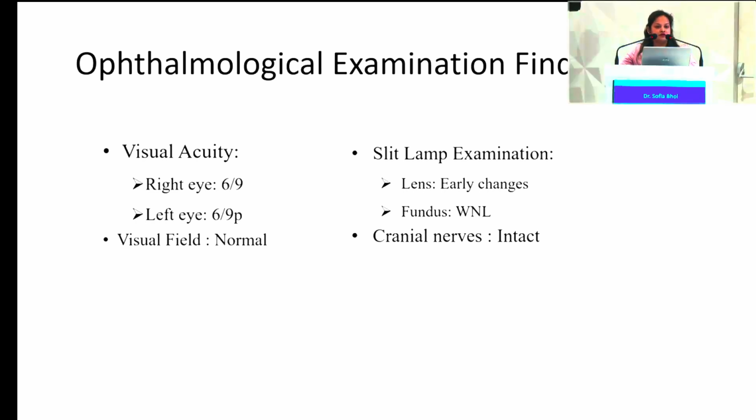Coming to the ophthalmological examination findings, his best corrected visual acuity was 6/9 in the right eye and 6/9 in the left eye. Pupils were round, regular, and reacting to light. On slit lamp examination, all the appendages and adnexa were within normal limits, and the lens had early lens changes. Fundus after dilatation was within normal limits. Other cranial nerves were intact.